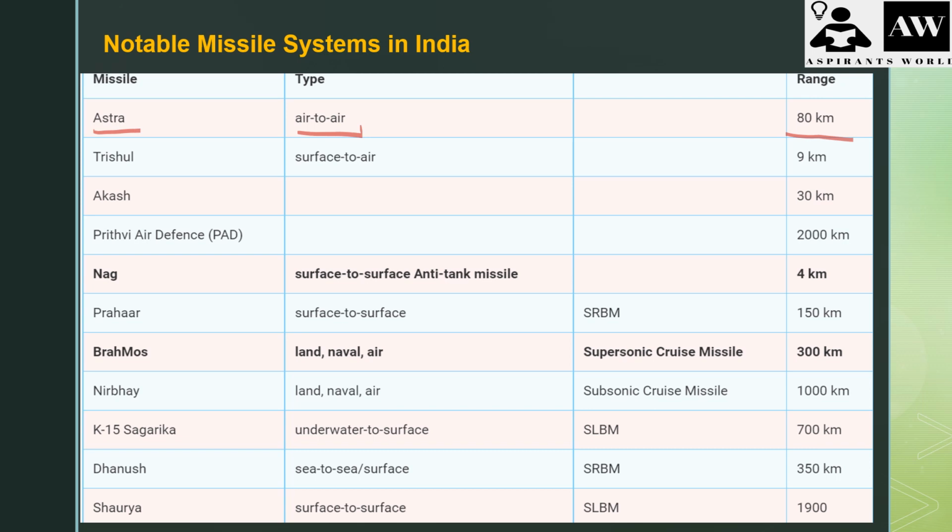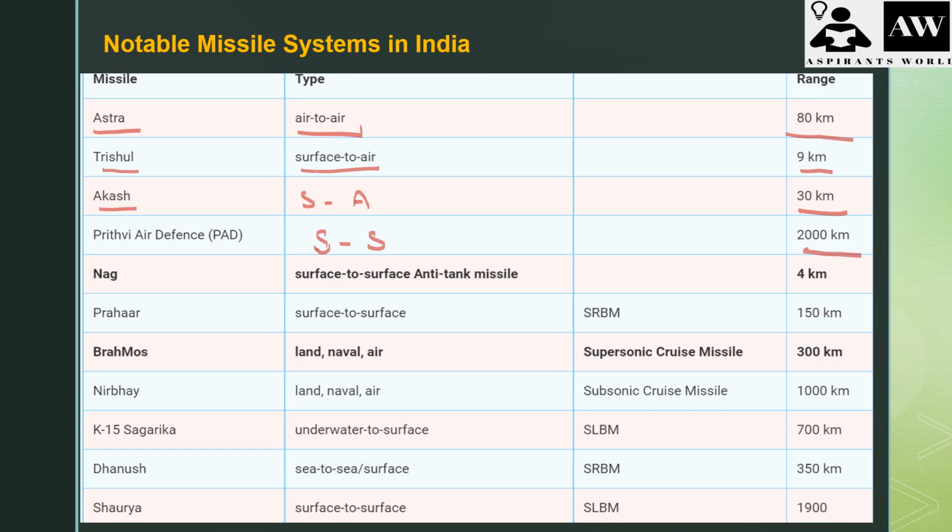And the other category is Trishul. The Trishul is a surface to air missile, and its range is 9 kilometers. And Akash is also a surface to air missile, and its range is 30 kilometers. And the Prithvi is a surface to surface missile. The Prithvi is a surface to surface missile, and its range is 2000 kilometers.